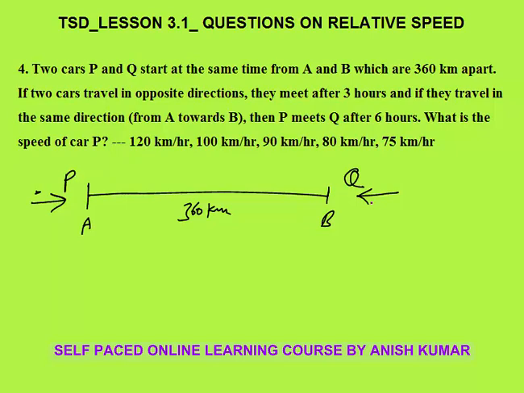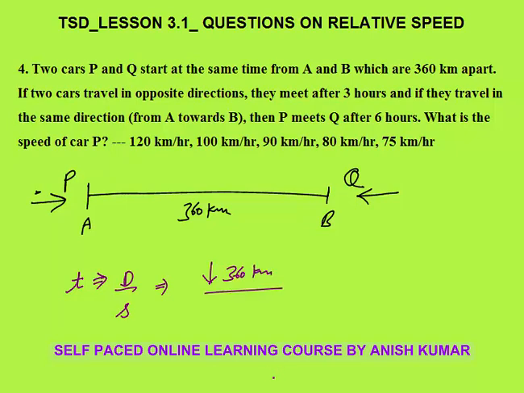If they travel in the same direction, that is from A towards B, P meets Q after 6 hours. What is the speed of car P? Now in this case no speed is given, but times are given. So simply you can calculate. First, when they are traveling in opposite directions, the time is 3 hours. Now time, you know, is distance upon speed. We need to reduce the gap of 360 km in order to meet.